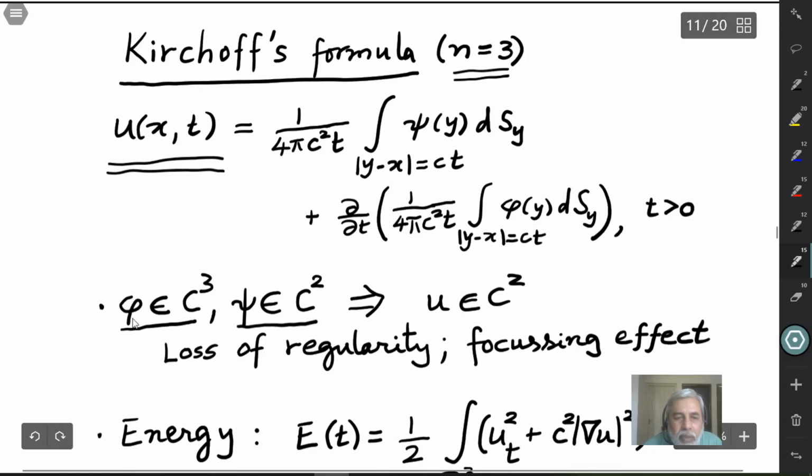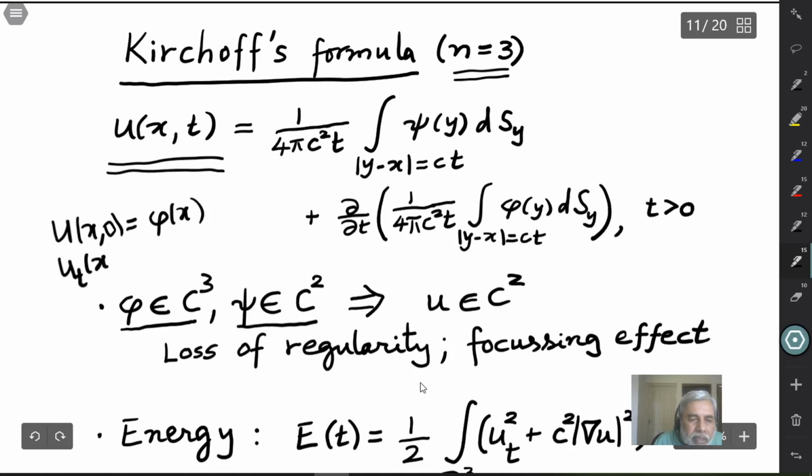Remember again, u(x,0) is phi of x and u_t(x,0) is psi of x; these are the initial conditions. If phi is a C3 function and psi is a C2 function in R3, then it is guaranteed that the function u defined by the Kirchhoff formula is a C2 function, and then one verifies that it is indeed a solution of the wave equation. We see that we require more smoothness, for example phi to be C3, in order to obtain a C2 solution.